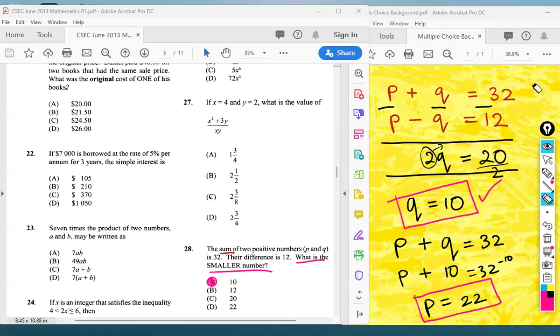If we go back to the equations here, if P is 22, 22 plus 10 is 32. And if P is 22, 22 minus 10 is 12. So it actually works out. Everybody's silent here. Everybody in agreement here, the answer is A. All right, so great, cool. Let's move on.